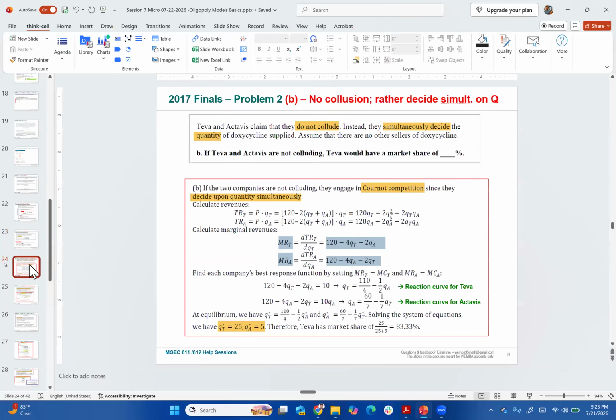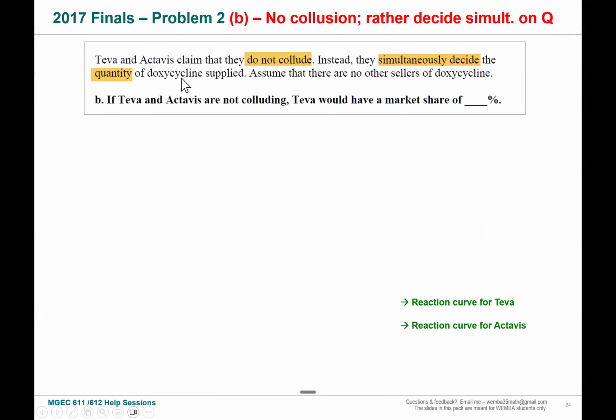Then comes the next one, which says that Teva and Actavis claim that they do not collude. Instead, they simultaneously decide the quantity of doxycycline supply. When I decide simultaneously on quantity, what game am I playing? If I decide simultaneously on quantity, that's the way I'm competing. What game am I playing? Perfect competition? Cournot? Or no? No, Cournot. I mean, there's no perfect competition.